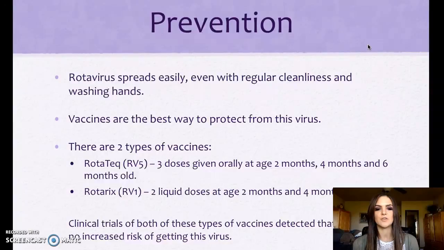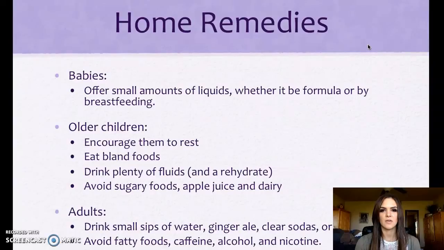There are 2 different kinds you can get. RotaTeq is 3 doses given orally at 2 months, 4 months, and 6 months old. Rotarix is 2 liquid doses at 2 months and 4 months. The clinical trials of both types of vaccines found that there was no increased risk after they received the vaccine.